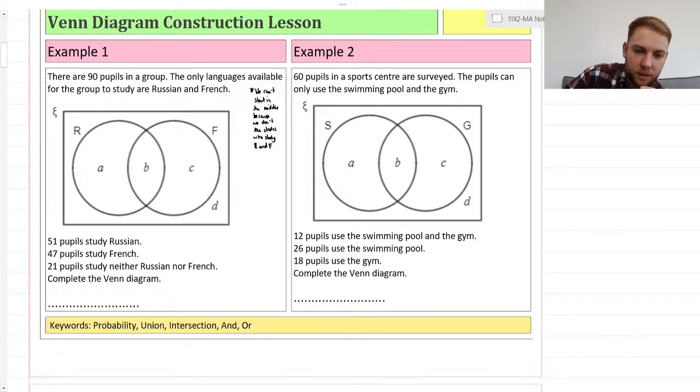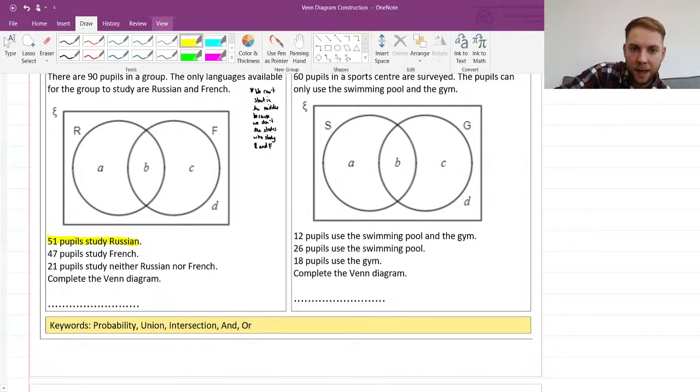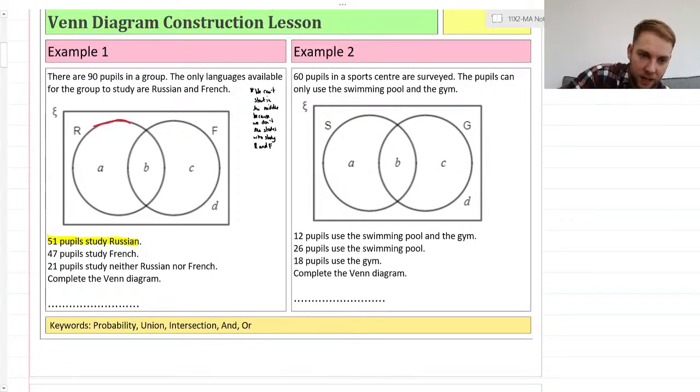Okay, so we've got to fill in the bits that we do know. Now, the bit that we do know here is the fact that 51 people study Russian. Now, you've got to be really careful with this. This doesn't represent A, okay? Because the things which are in Russian are everything which is in this circle. Everything in this circle here represents Russian, but this here is Russian only, and this here is people who study Russian and French. So this here represents all of them, which is 51. We can't put 51 in here. That would be wrong, and a lot of people do that.